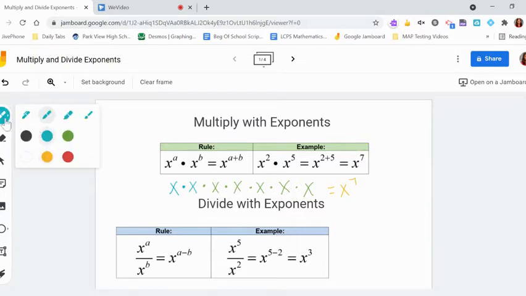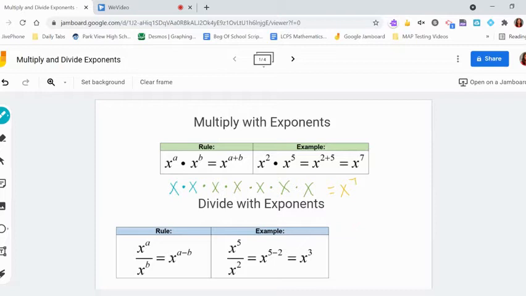Division will work the same way, except when you have the same base, these are both x's, you can subtract your a minus your b. So it's going to be x to the a minus b. So if we do that with numbers, x to the fifth divided by x squared, I'm going to do x to the 5 minus 2, which is 3.